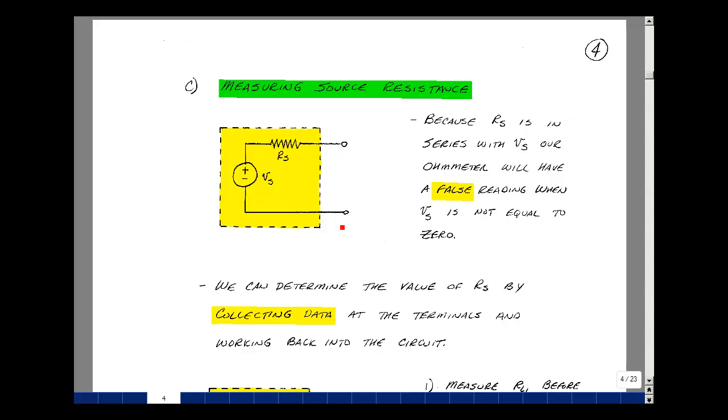So we're going to get a false reading on our multimeter if we were just to hook it across here and measure the resistance. You could also burn out the multimeter because we can be pumping current in, depending on the size of this voltage. So we don't want to do that. Just use the multimeter to measure resistance when the resistance is outside of the circuit, not in a circuit that's active. So how can we measure effectively this resistance?